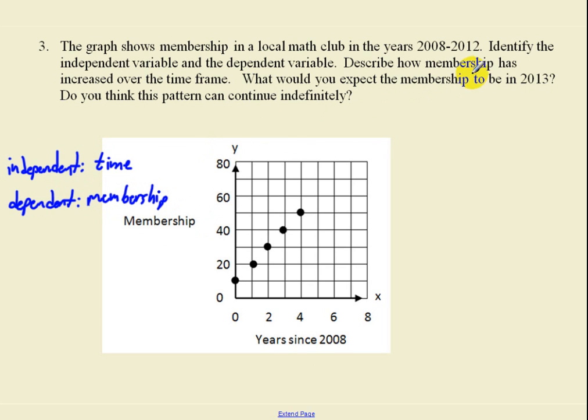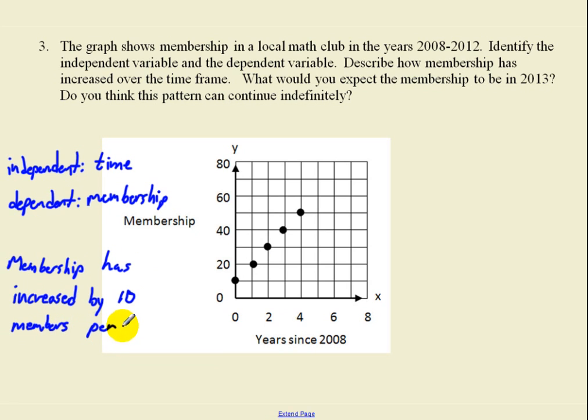Okay, now what's happened? How has the membership increased over the time frame? Membership has increased, and you can see a steady rate there of increase. For each year that we go forward, we're going up 10. So membership has increased by 10 members per year since 2008.